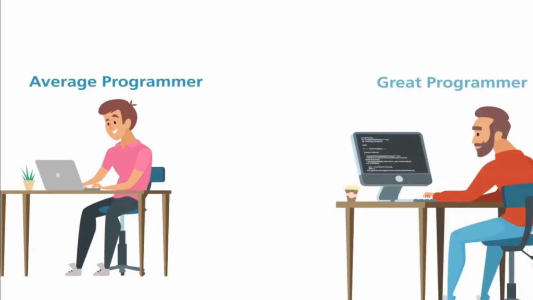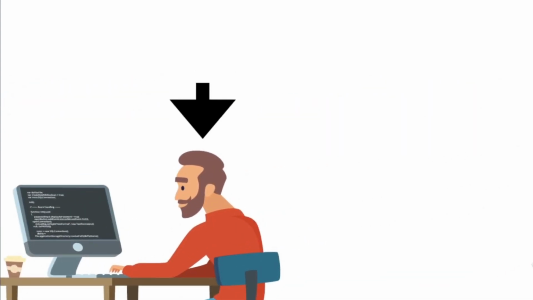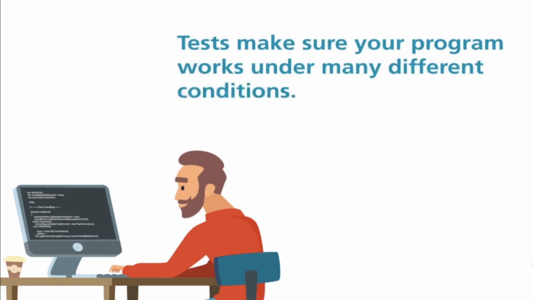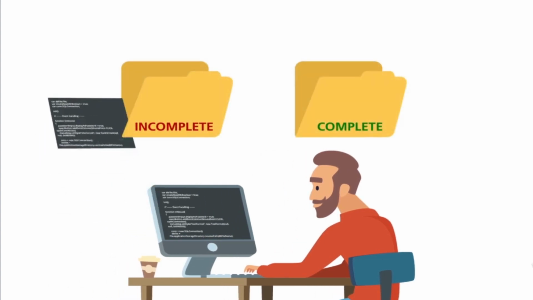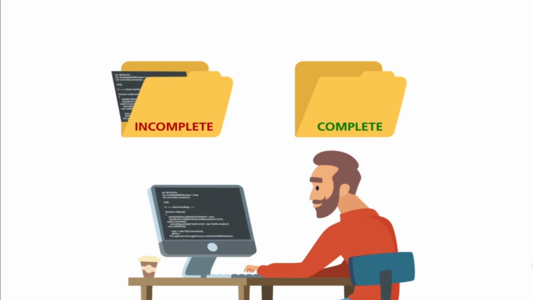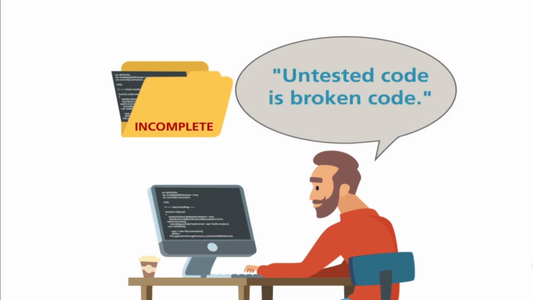One of the biggest differences between average and great programmers is that great programmers write tests. Tests make sure your program works under many different conditions. You should consider every program you intend to put into production incomplete until you have written tests for it. As several famous programmers have said, untested code is broken code.